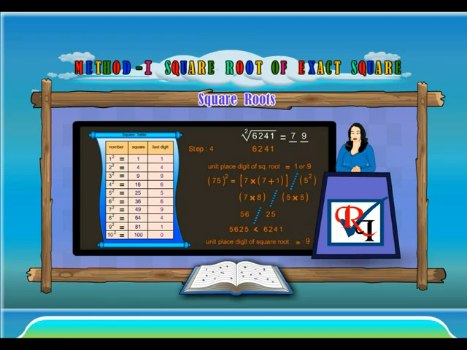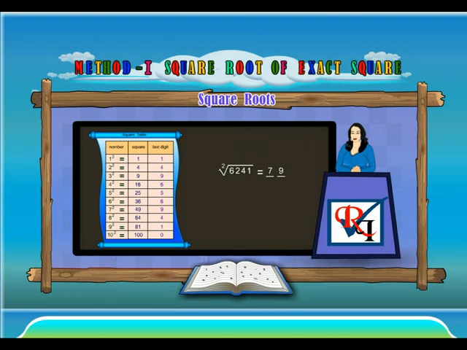If your given number is less than the square of 75, then in this case we use 1 as the unit place digit in place of 9. So keep it in your mind and don't be confused. So the square root of 6241 is 79.